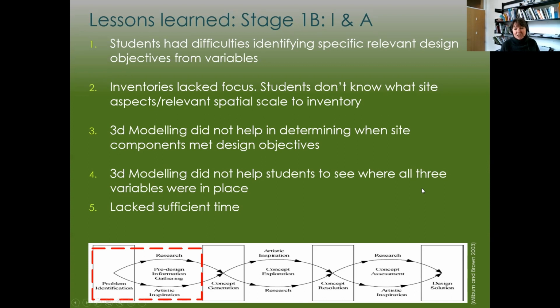Again, they lacked sufficient time, so again we extended that one to a month, or at least 3 weeks or something like that. We had to extend it to allow them to do the analysis. As I said previously, and Bob and I noted this a long time ago, students tend to stop at the inventory and they never say what it means in terms of how they're going to solve the problem.